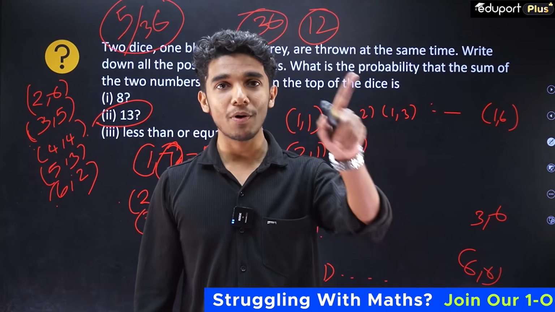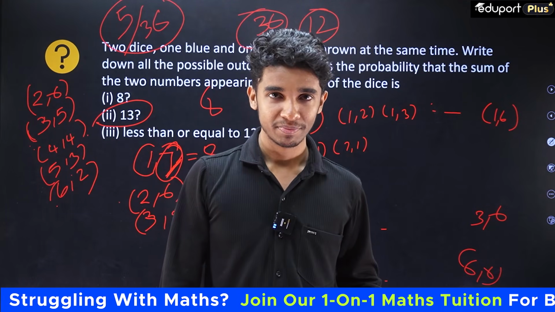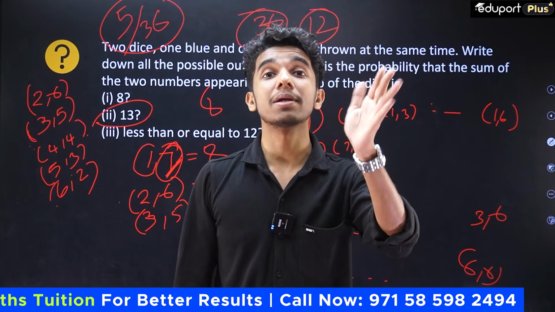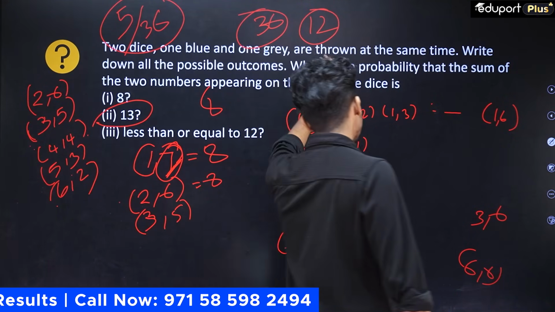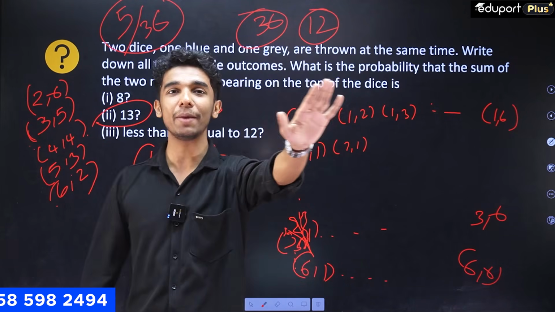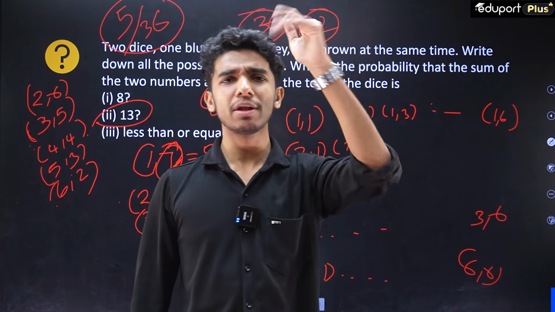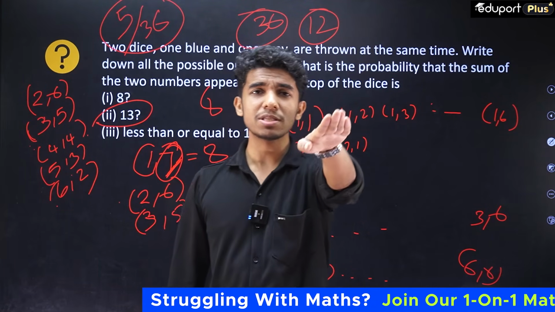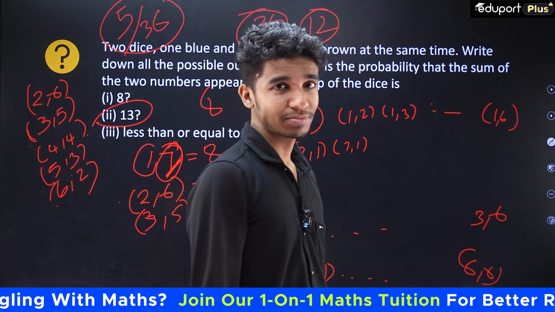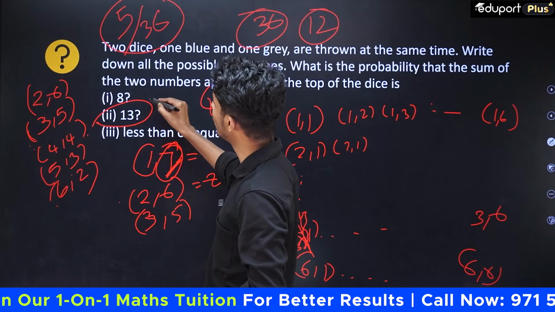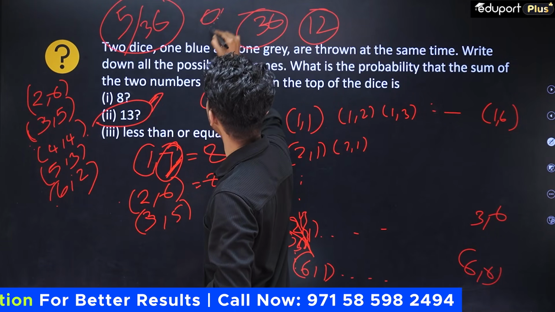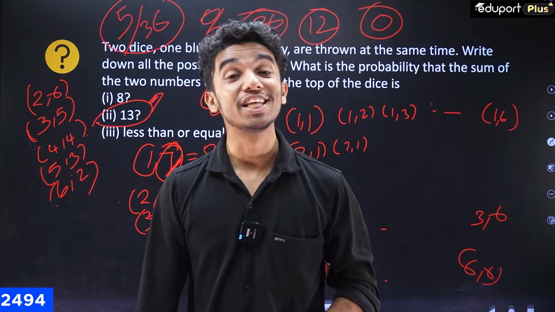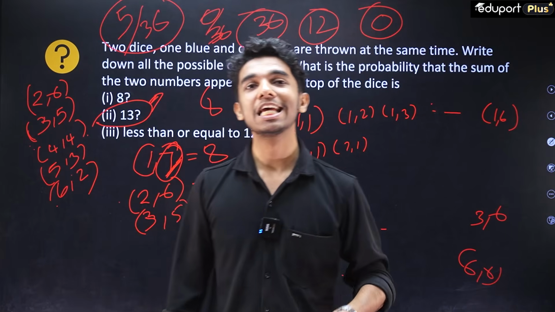From the possible outcomes of the first die, the maximum number is 6. From the possible outcomes of the second die, the maximum number is 6. Their sum is only up to 12. So there is no possibility that it would be 13. So the probability of getting 13 is 0 by 36. It's 0. Okay, the second answer will be 0.